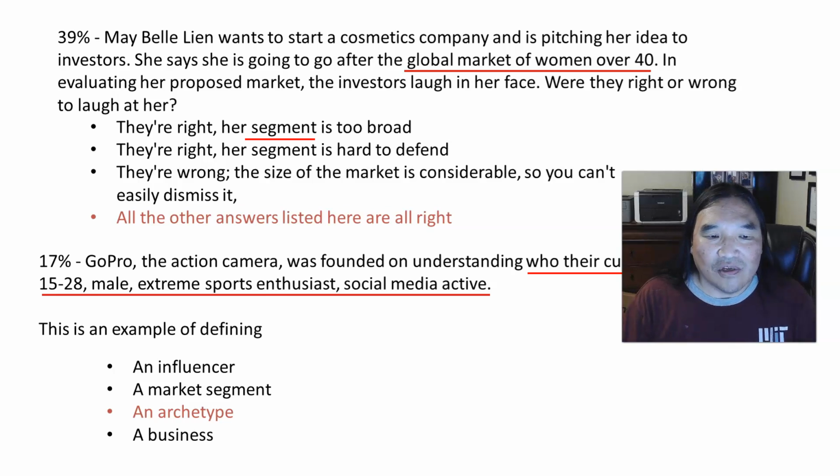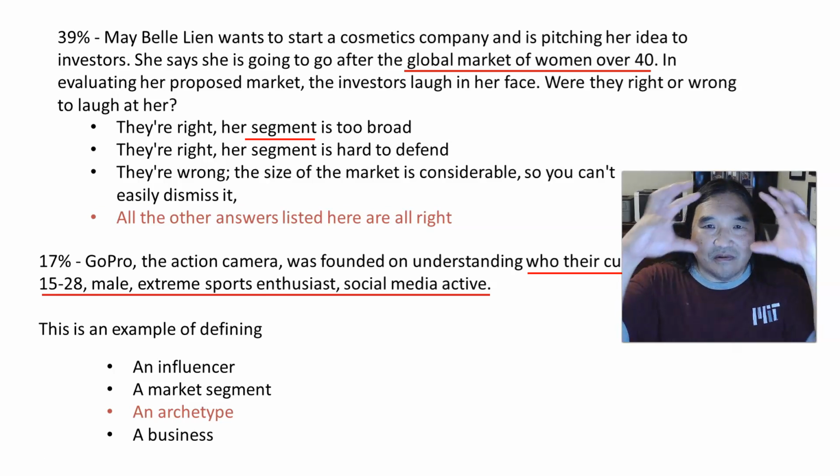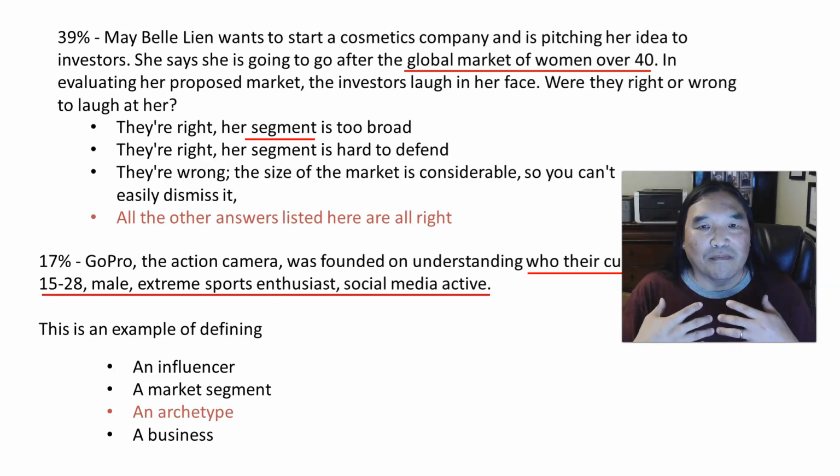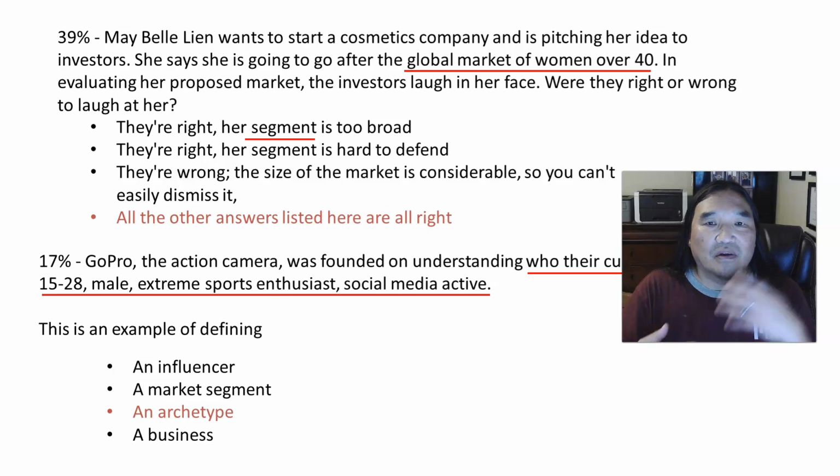And what it comes down to is a lot of you said market segment. But if you remember the tiers of marketing, this describes a persona, and persona means archetype. And this is why archetype is actually a better answer than market segment.